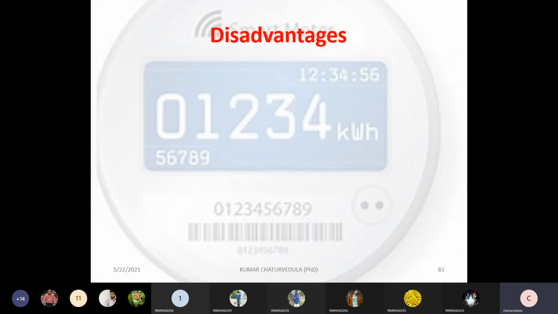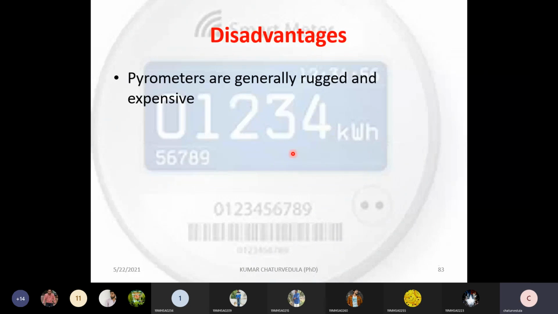Because of this it is costly, it will be expensive. Pyrometers are generally rugged, they will not have any common problems. Generally small problems will not come for the pyrometers. They are generally rugged, but they are expensive.